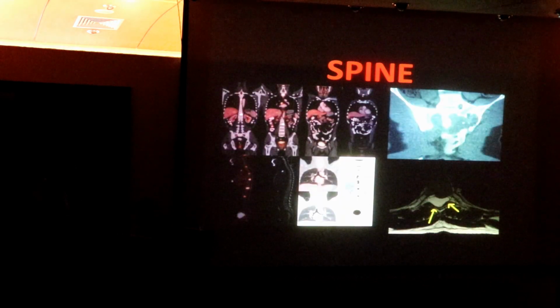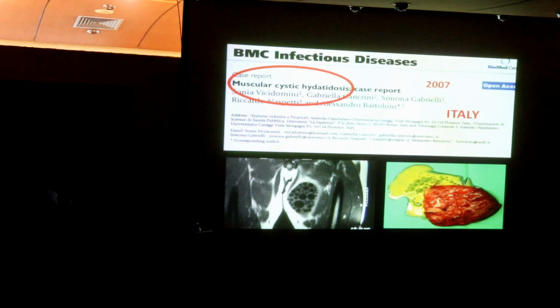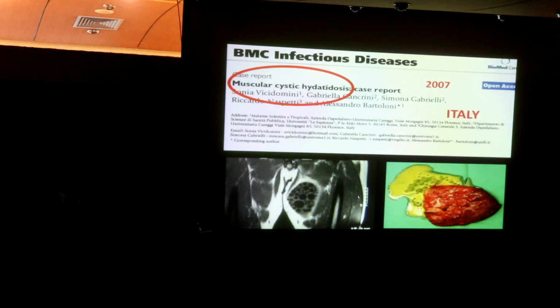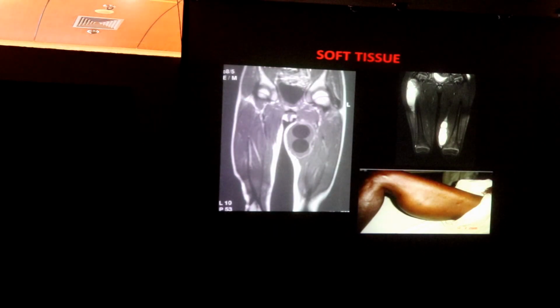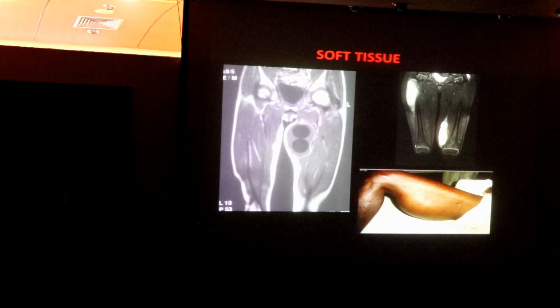Here this is strongly sacrum. It can affect the soft tissues. And this is a paper from Italy. Again, we are talking about the Mediterranean area: Italy, Greece, Turkey, the Arab world, it's endemic. Soft tissue hydatid.